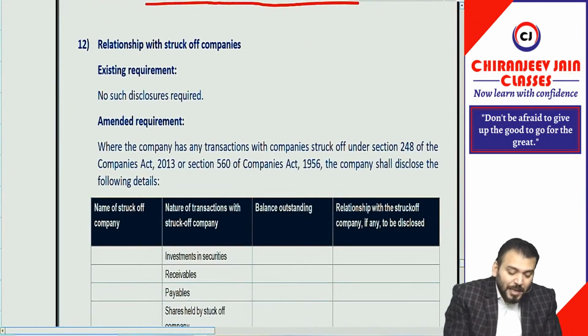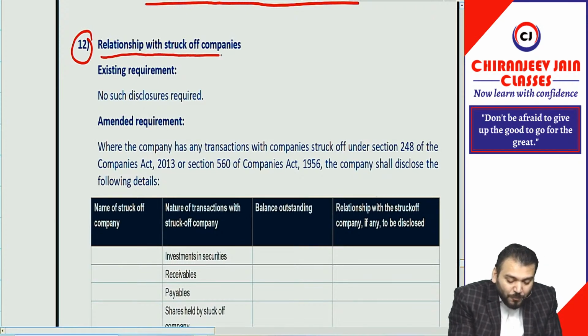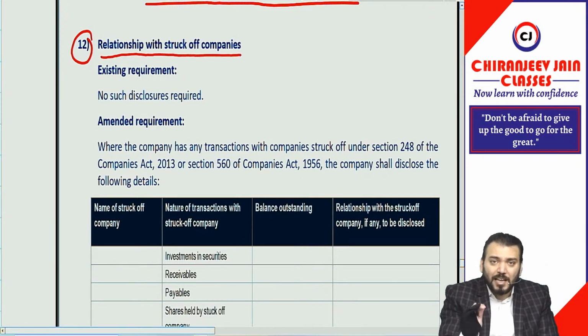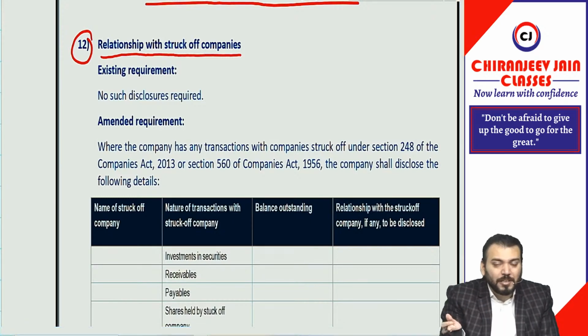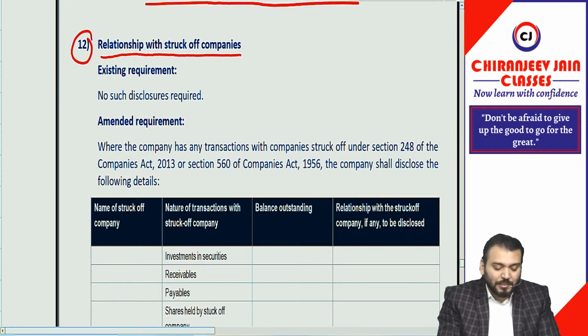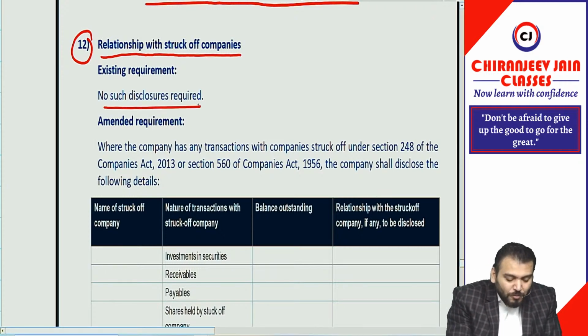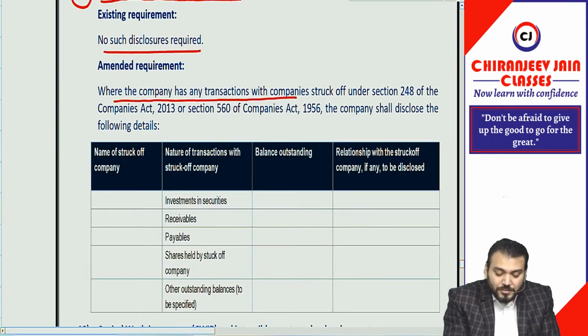Yes, sir. Then point number 12, relationship with struck off companies. What is the meaning of struck off companies? Any company whose name has been removed from the register of companies is known as a struck off company. Previously there was no such disclosure required. But now, when the company has any transaction with a company struck off under Section 248 of the Companies Act or Section 560 of the Companies Act, the company shall disclose the following details.